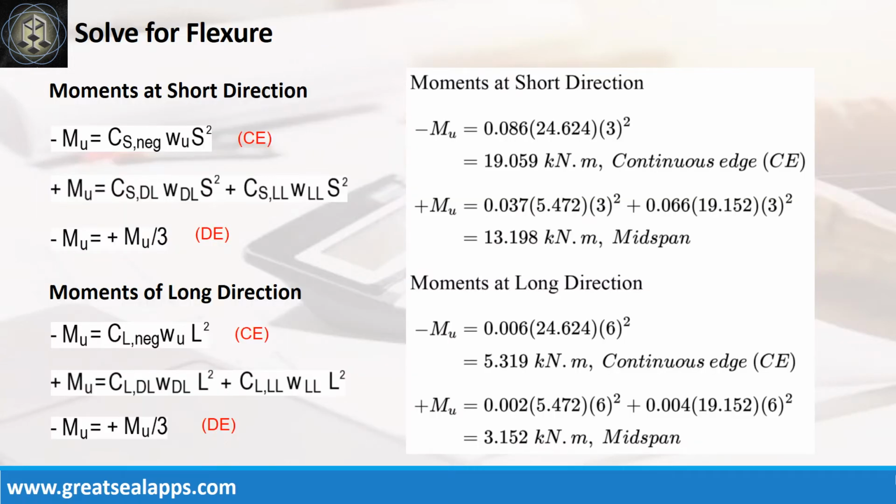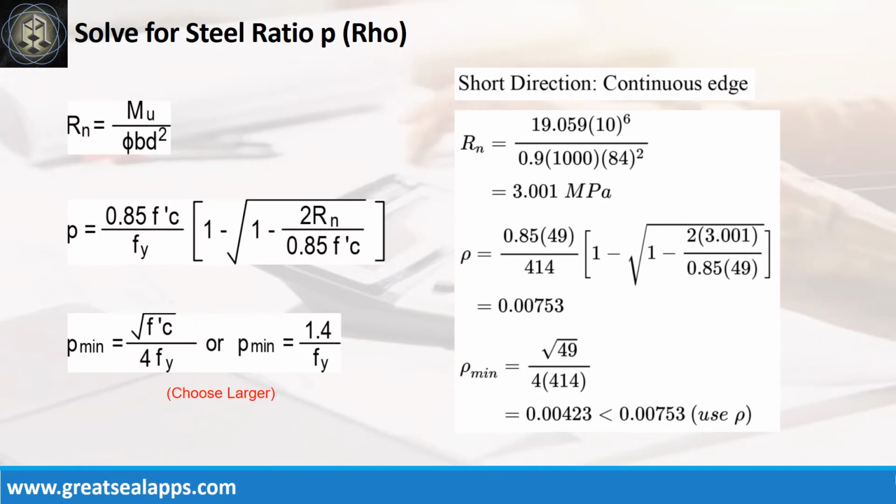Moments at short direction. Negative moment at continuous edge is 19.059 kN-meter. Positive moment at mid-span is 13.198 kN-meter. Moments at long direction. Negative moment at continuous edge is 5.319 kN-meter. Positive moment at mid-span is 3.152 kN-meter.